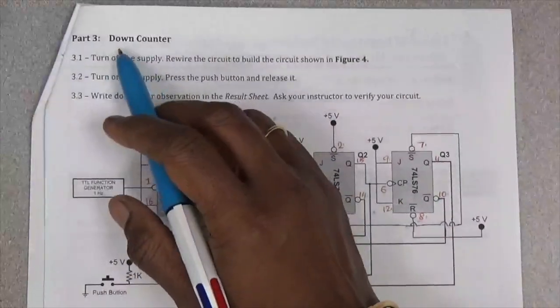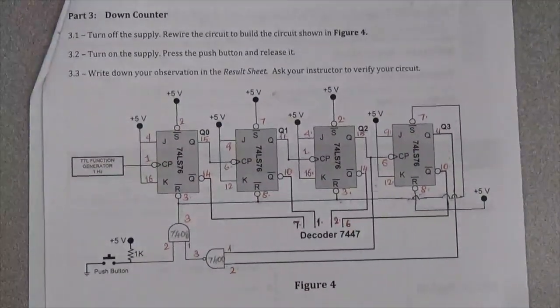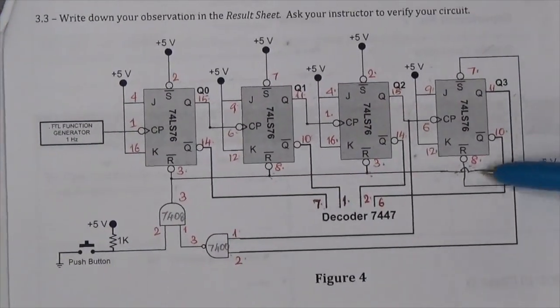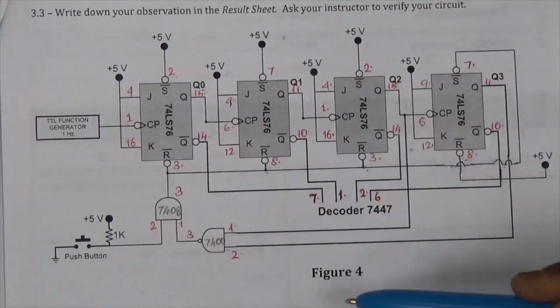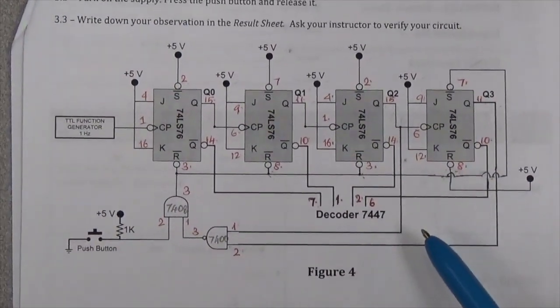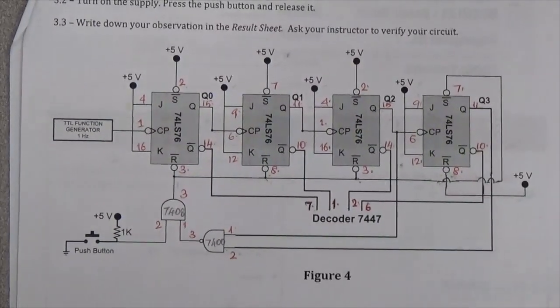Now let's do part 3, down counter. The connections are here. Note the pin numbers. We have to make some changes like these ones. When you adjust the connections as shown, you're going to get the count sequence from 7 to 4. Let's see it on the board now.